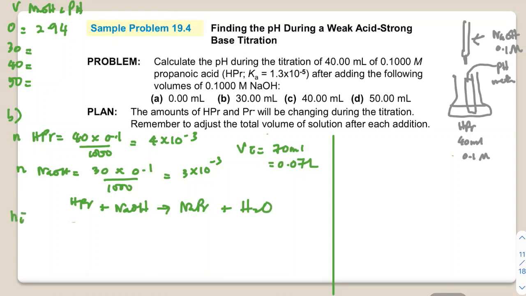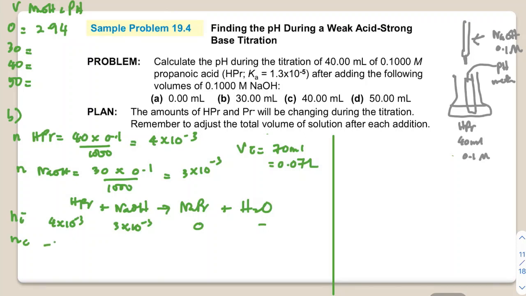So n initial of HPr is 4 times 10 negative 3, sodium hydroxide added is 3 times 10 negative 3, and NaPr 0, H2O dash. And change, let's compare between these two, HPr and sodium hydroxide, their ratio is 1 to 1, but when we look at their amount, we know that sodium hydroxide is the limiting reactant because it is less than HPr, so it will be completely consumed.